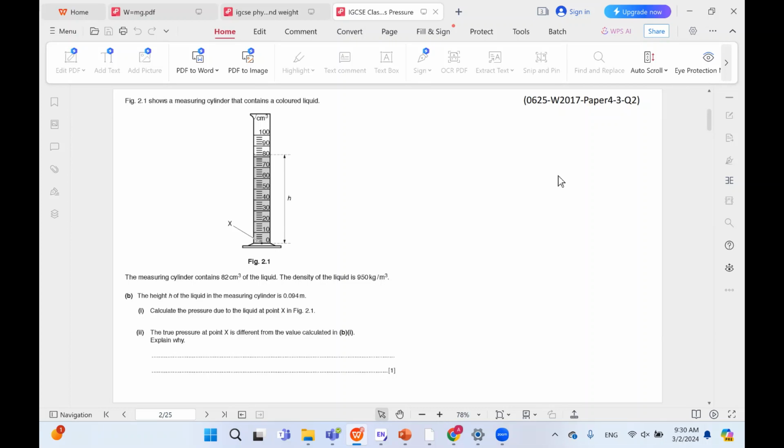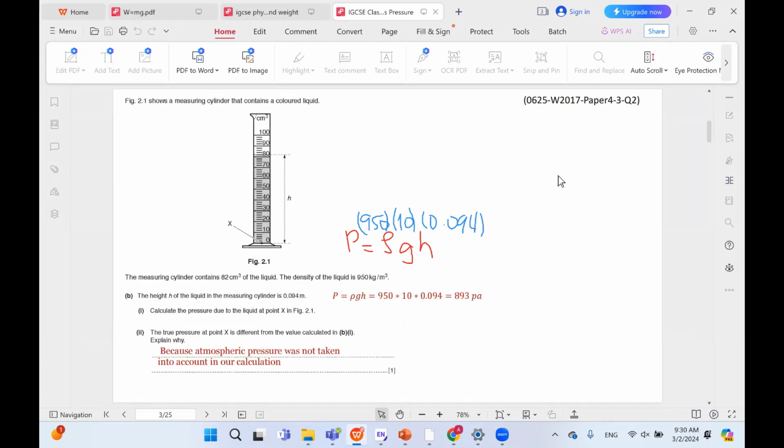So in order to calculate the pressure, we use the formula pressure equals density times gravity times height, rho GH. And we are given everything we need here. So gravity is 10 or 9.8. Density is 950. And the height is 0.094. Everything is given, so all we have to do is to multiply the three values together, and we get 893 Pascal.